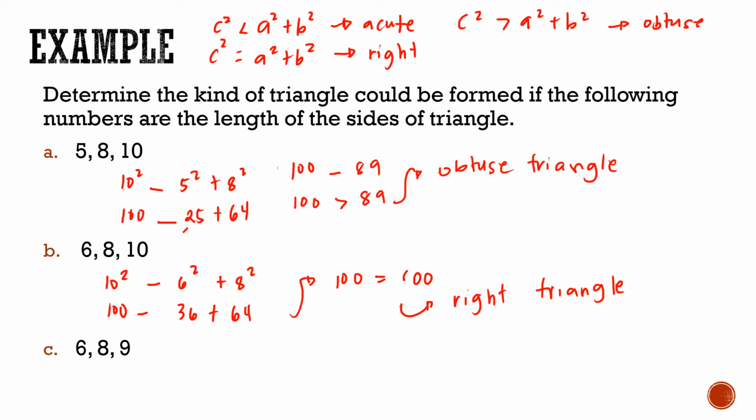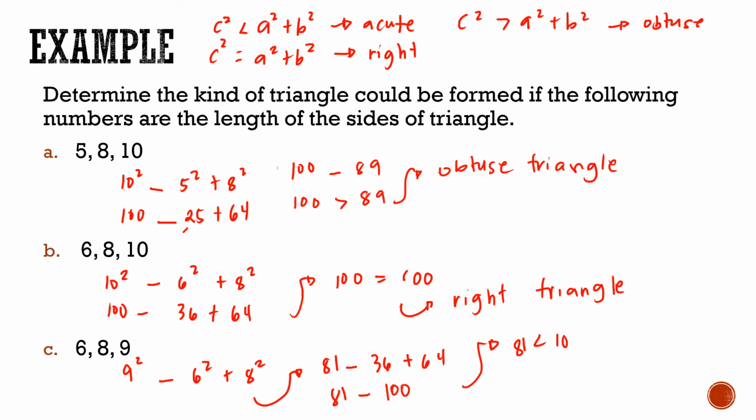Now let's solve the last one. So we have 9 squared blank 6 squared plus 8 squared. 9 squared is 81. 6 squared is 36 plus we got 64. So we got 81 blank 36 plus 64, which is 100. Therefore, we can say that 81 is less than 100. So this is an example of an acute triangle.